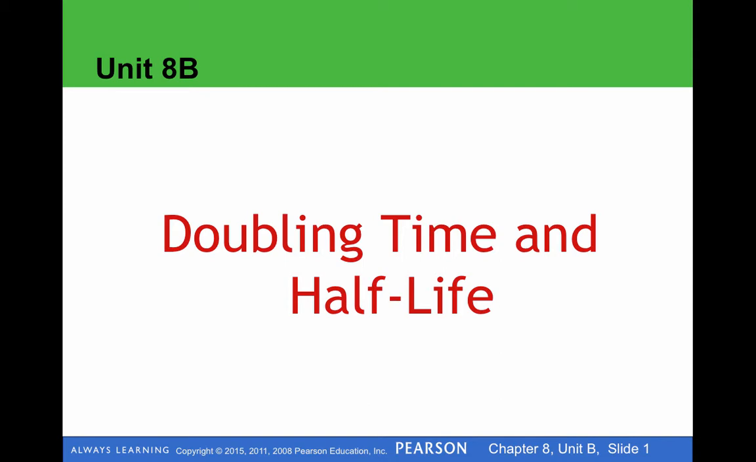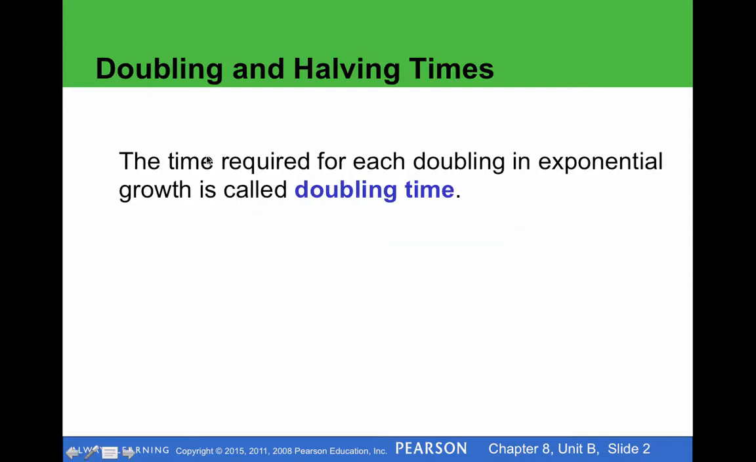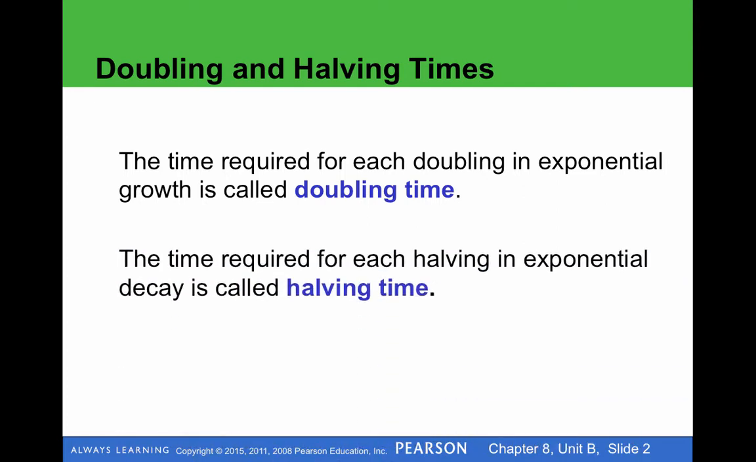Doubling time and half-life. So we're looking at exponential growth, where we're going to figure out certain substances or certain things doubling time, and exponential decay, where we're going to look at the half-life of a certain substance or a population of things. So the time required for each doubling in exponential growth is called the doubling time. So how long it takes for it to be twice the size of what it used to be. Half-life is just the time required for each halving in exponential decay.